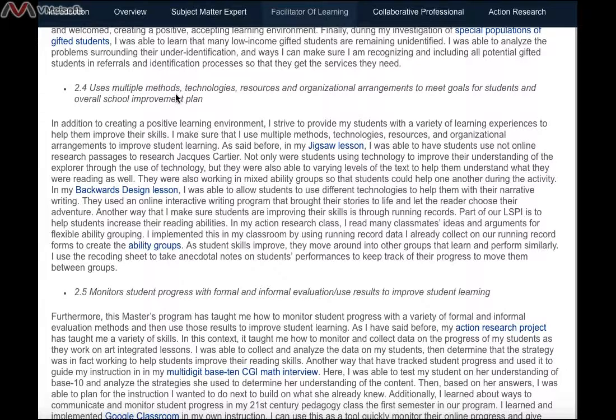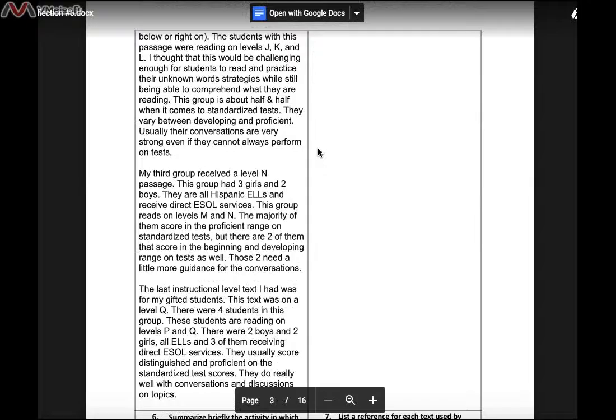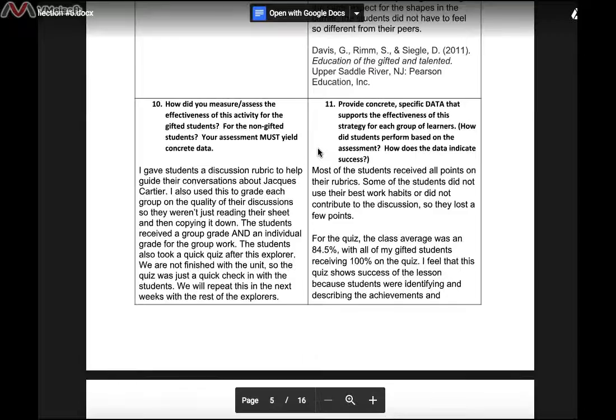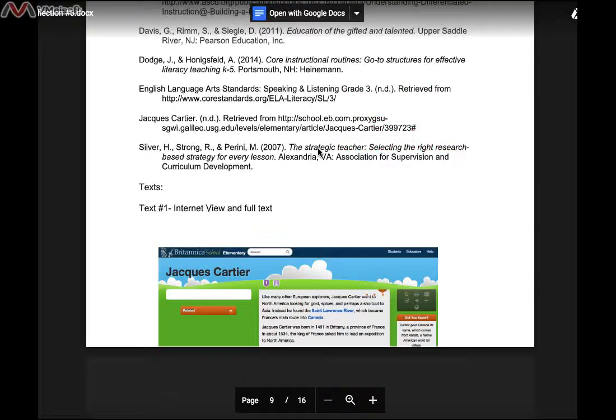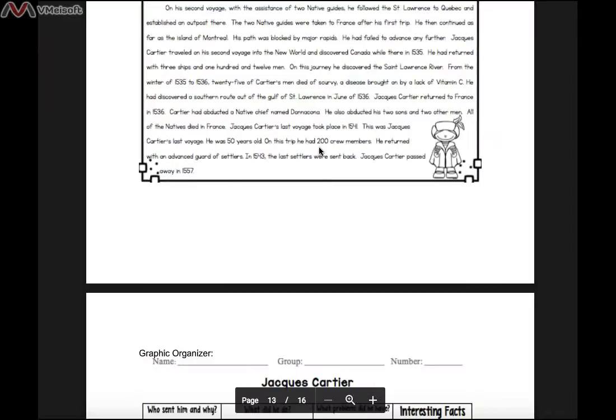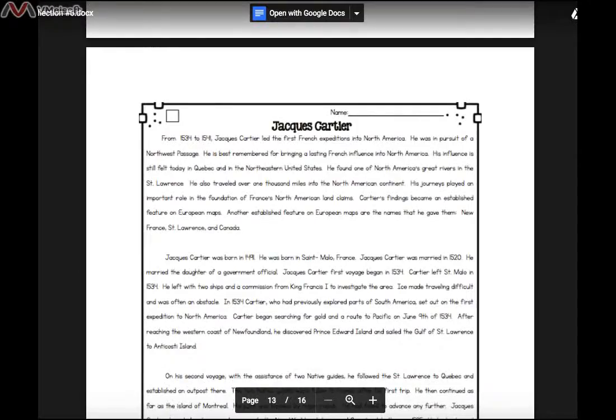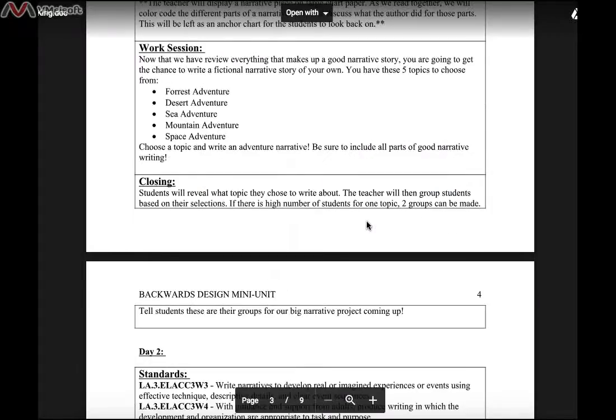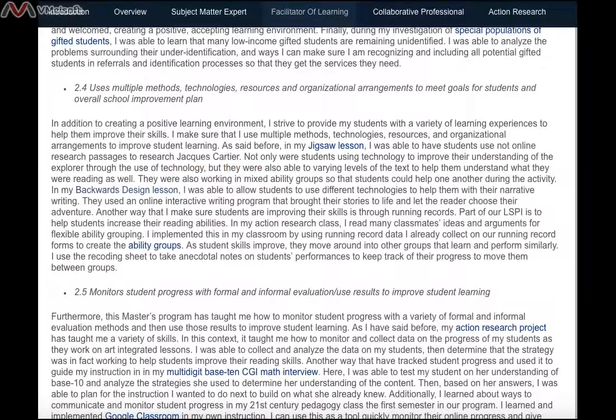2.4 is uses multiple methods and technologies, resources, and organizational arrangements to meet goals for students. My first is a jigsaw lesson. I used different types of technology and mixed ability groups for students to work in so that they could learn a little bit more about our Explorer, and they were able to also use different levels of texts. I also did a backwards design lesson where we used different types of technology to help with our informational writing and make it a little bit more engaging.